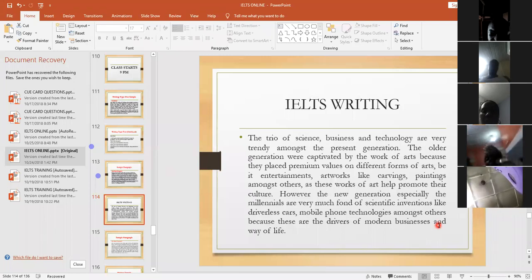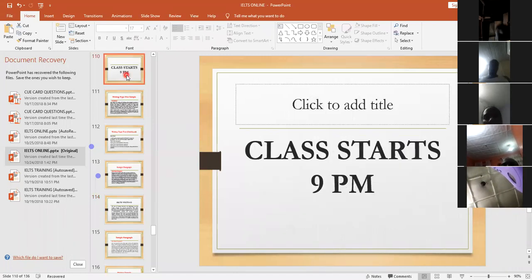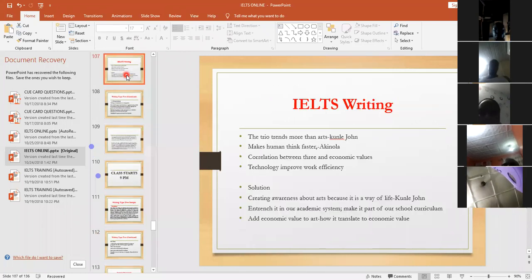So then, this was the paragraph that was written about science and technology being more trendy, and that's why people are embracing science, technology, and business more than, what do we call it, arts. Now, let me help develop another point for the sake of those who were not here. The second point that was mentioned, make humans think faster, I don't think I can work with it, because I don't think those technologies make us think faster. I said there is a correlation between the 3 and economic values. I think I can work with that.